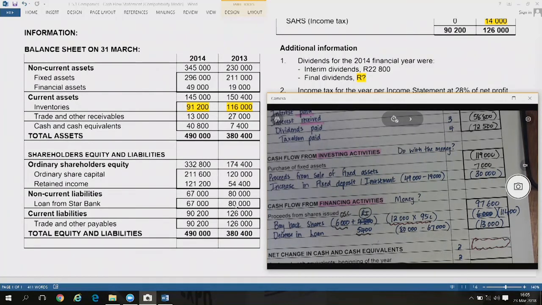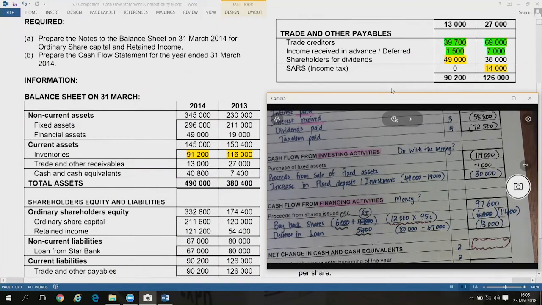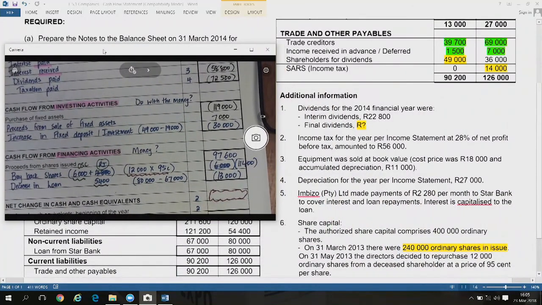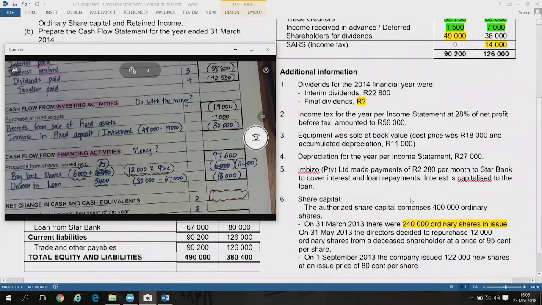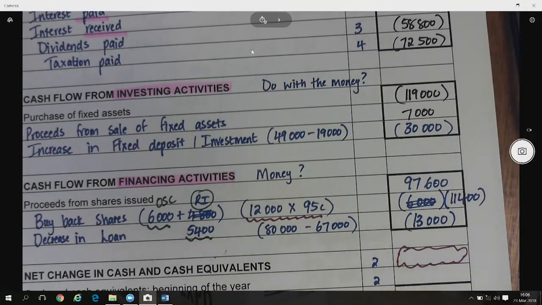We used the loan. The loan became less with 13,000 Rand. And trade and other payables, we go there, on top, there is our note. So we basically used all the information there. The dividends was given. We used that. The income tax we used. The equipment we sold. The depreciation we used. The payback of the loan we used, and we used all the share capital information for the note. So now we are really done with all that information.